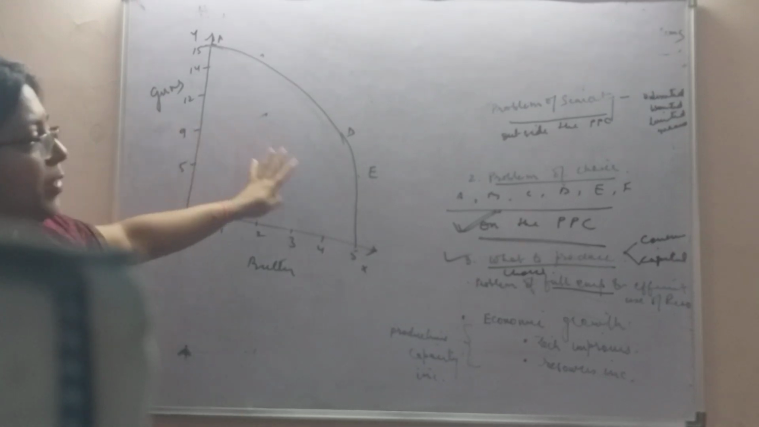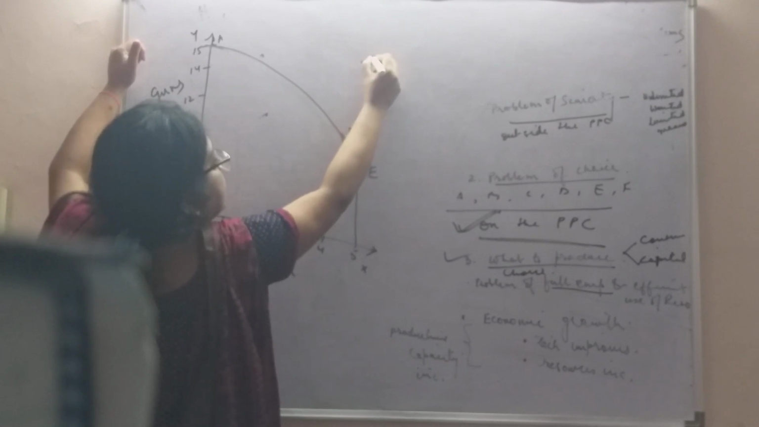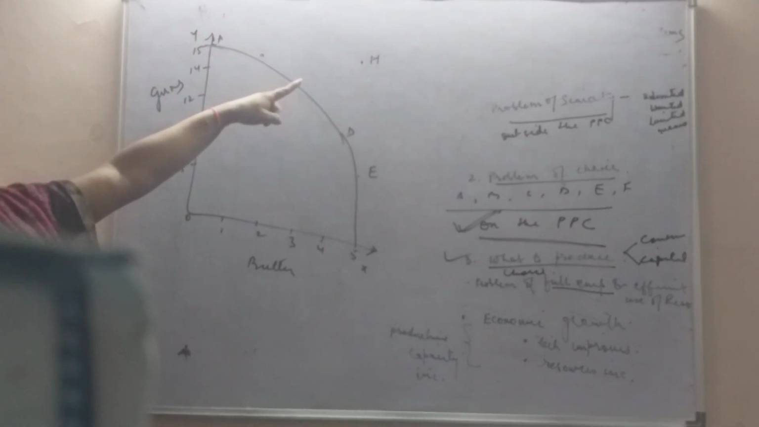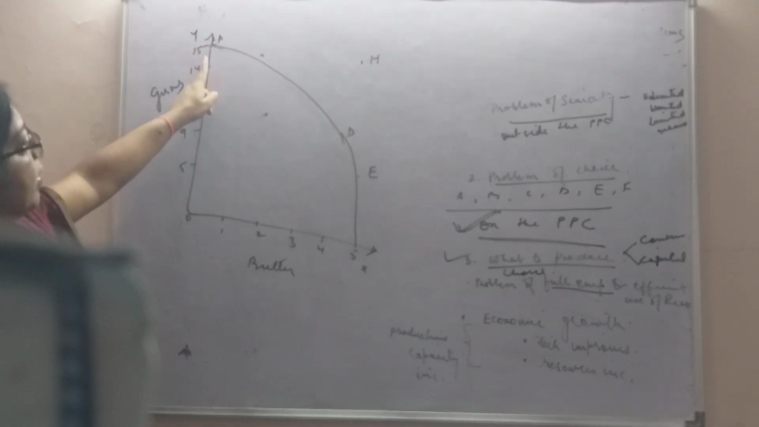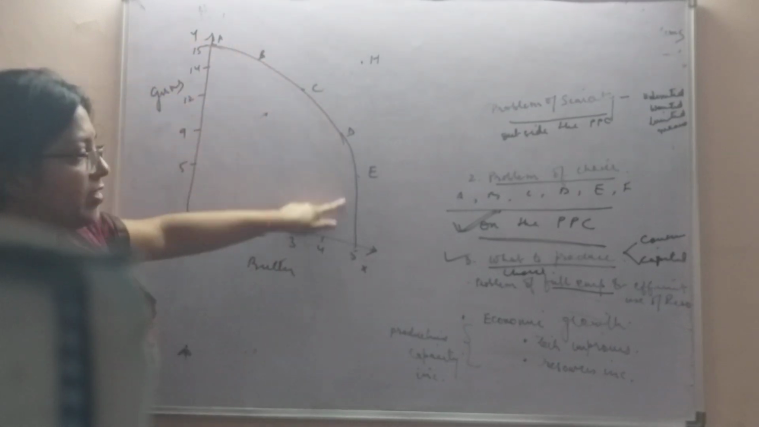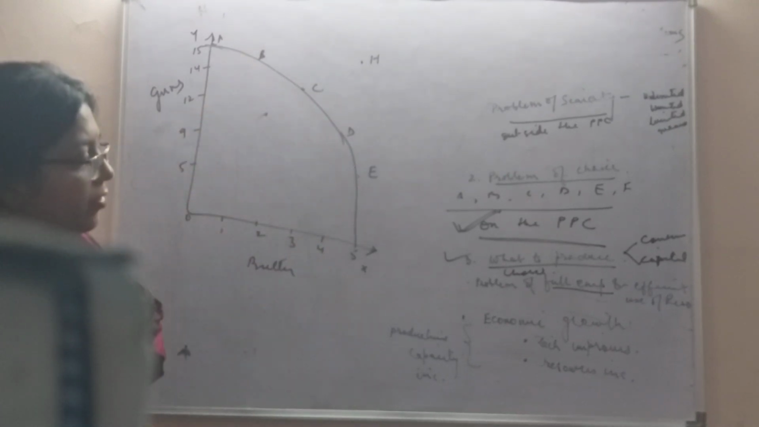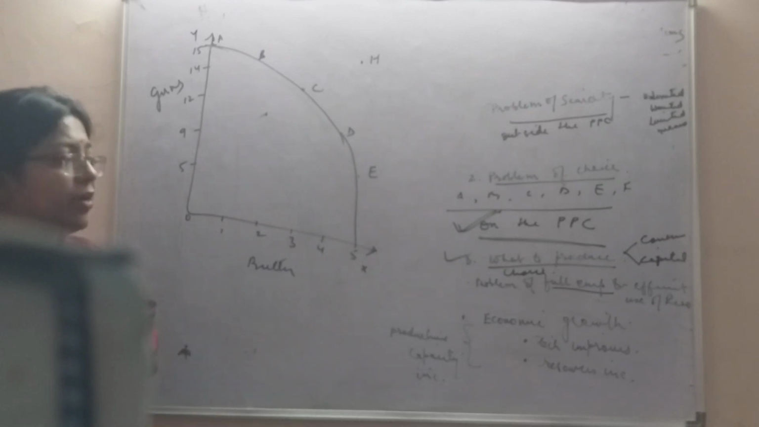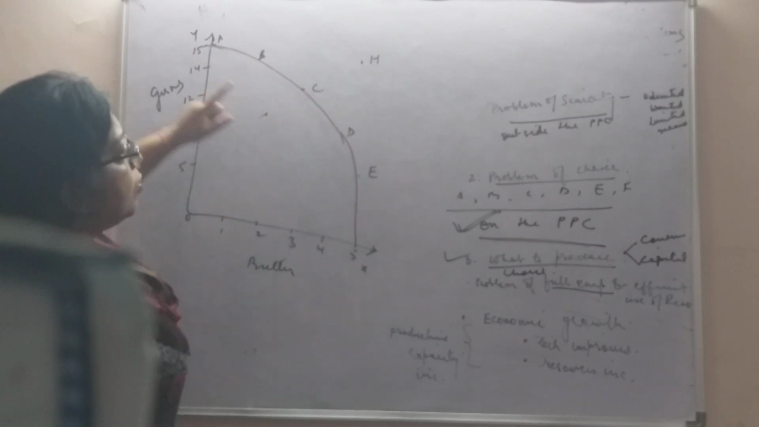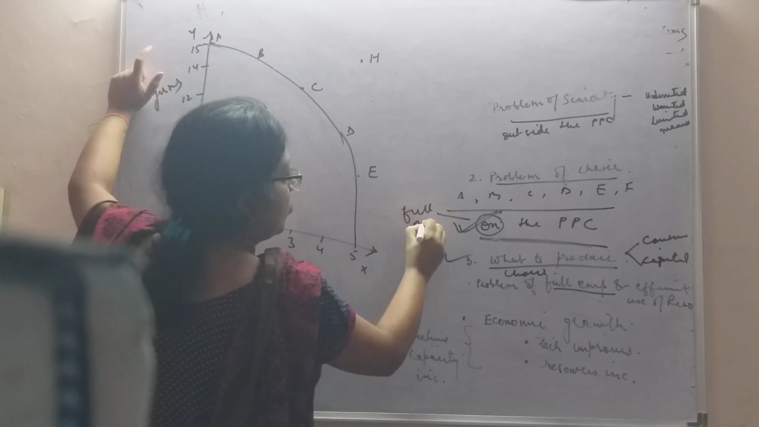Now I have explained all the problems. Any point outside the PPC, suppose I told you H point, indicates the problem of scarcity, meaning the country cannot produce all. Second, any point on the PPC, the combinations, tell us the choice available: what to produce, whichever choice a country makes, that will decide the choice of the country. Then the problem of full employment: all the points on the PPC indicate full employment of resources also.